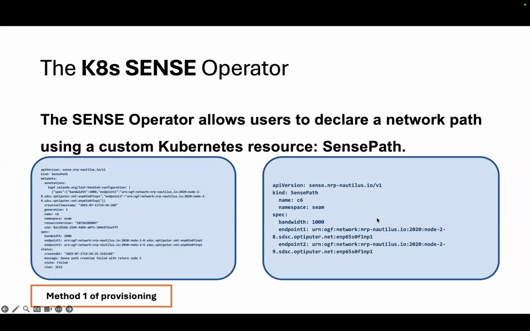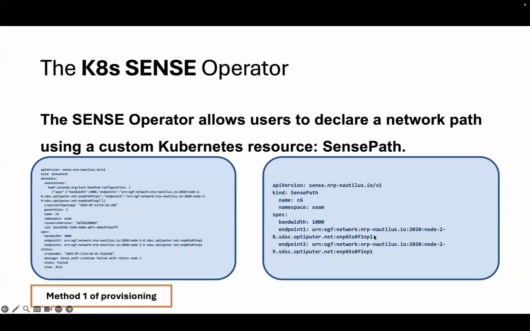And we only need four pieces of information to start a simple L2 path, with the fourth being optional. So we need a bandwidth, and that is the quality of service bandwidth. Here, 1,000 is 1 gigabit per second, and we need the two endpoints. So to be able to start a path between two endpoints, I need to know the URIs for the endpoints.